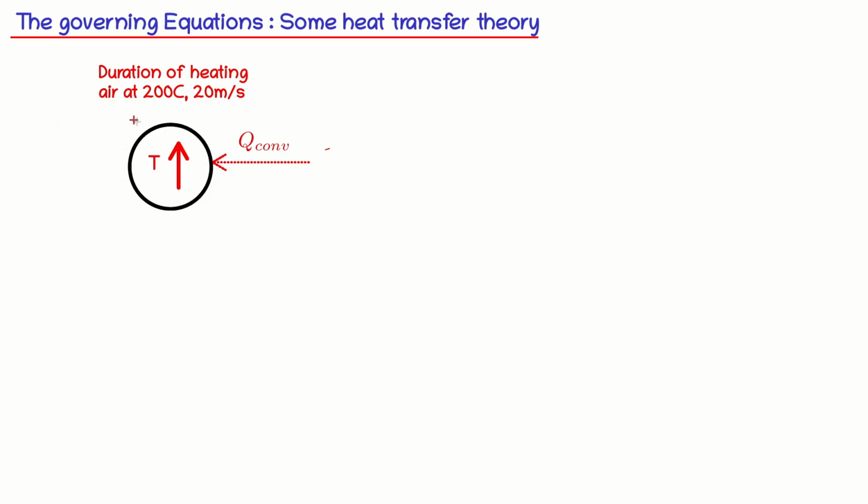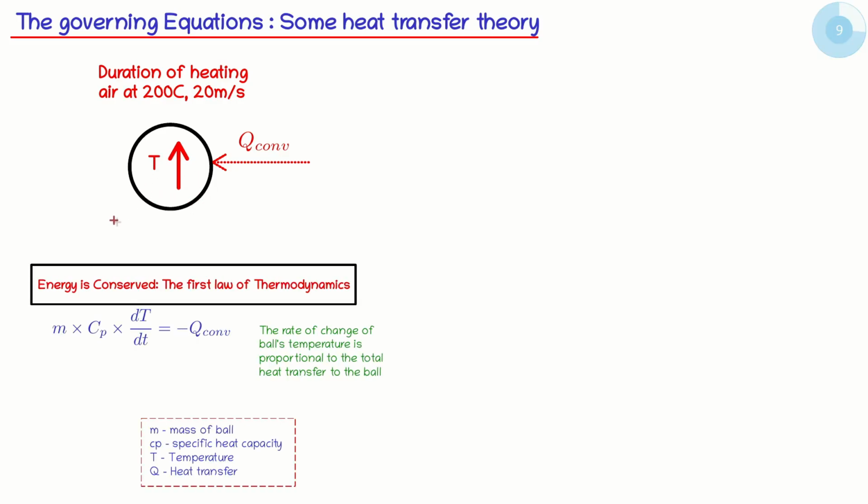Convection is mainly happening when there is an interaction between a fluid and a solid surface. And it is governed by Newton's law of cooling. And as the heat enters, the ball's temperature will increase. This is given by the first law of thermodynamics, where we can say that the product of mass, specific heat capacity, and the rate of change of temperature is equal to the total heat energy transferred to the object. Here, mass and specific heat capacity are parameters of proportionality, and the rate of temperature change is proportional to the rate of heat gain.